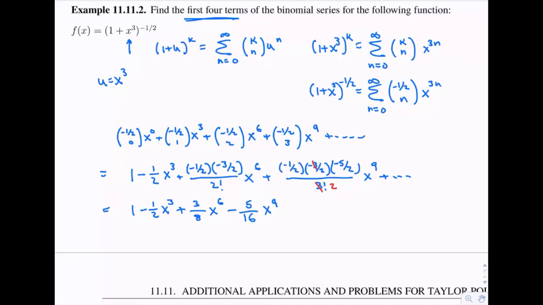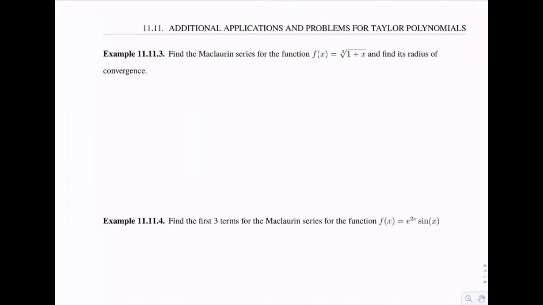And then the next one would be plus, and it would keep on going forever and ever. But those are the first 4 terms of the binomial series. If you want to have some fun, of course, you can graph this along with the original function, and you can see, hey, these things look pretty close, at least around 0, right? Because this is a Maclaurin series, so it should be close around 0.